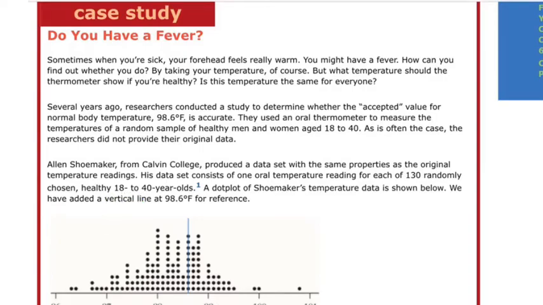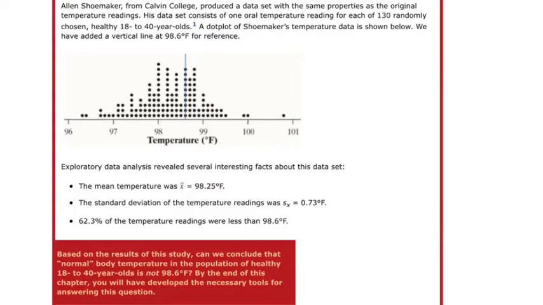A dot plot of Shoemaker's temperature data is shown below. We have added a vertical line at 98.6 degrees Fahrenheit for reference. And remember, 98.6 degrees Fahrenheit is the accepted value for normal body temperature. So if I can just scroll down here, it seems like we've got a lot of dots below that 98.6 degrees line. Okay, and here's some summary stats you need to know about the data.